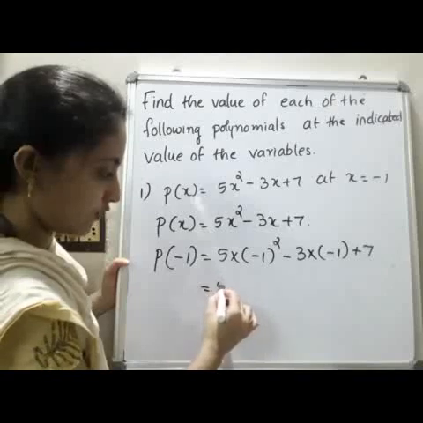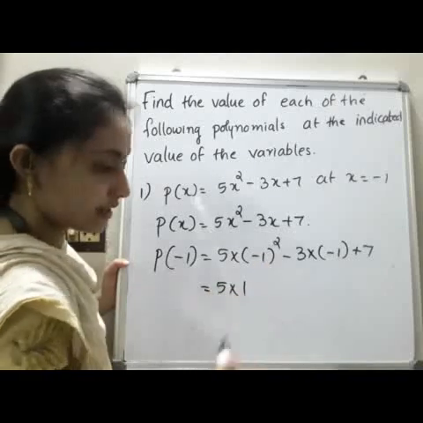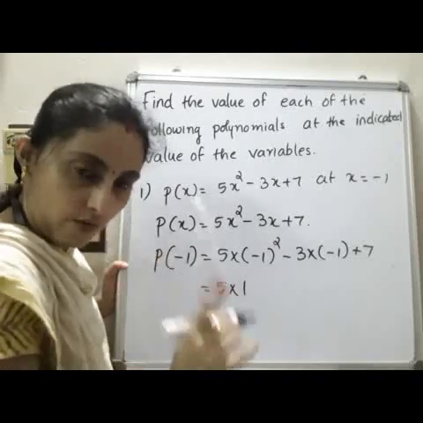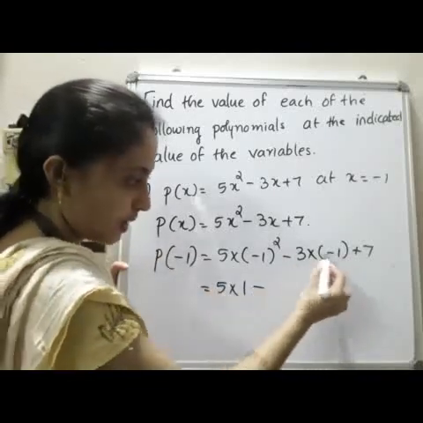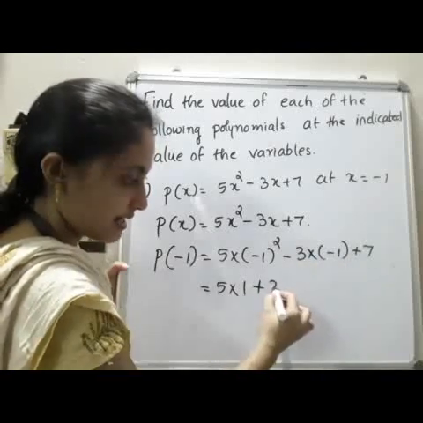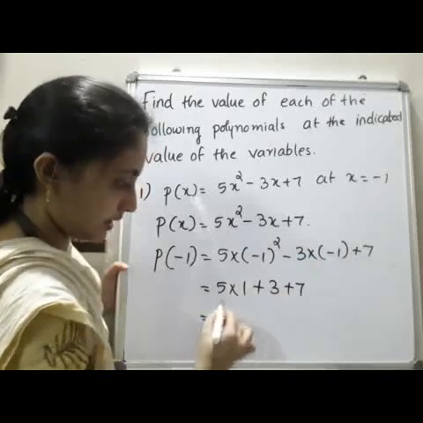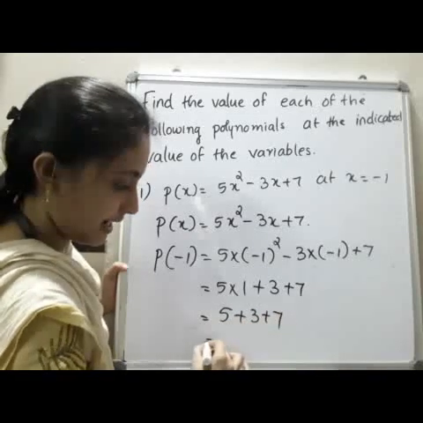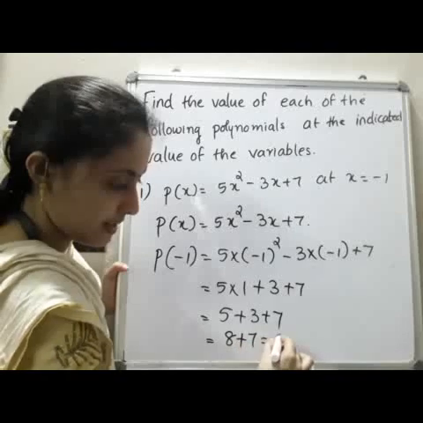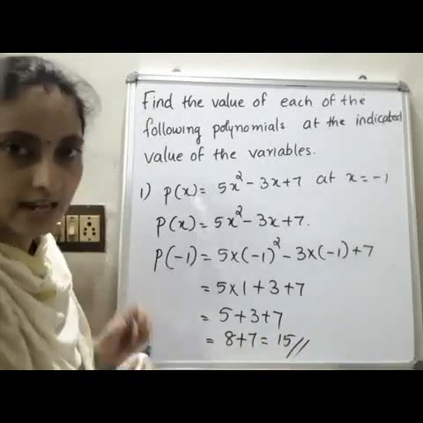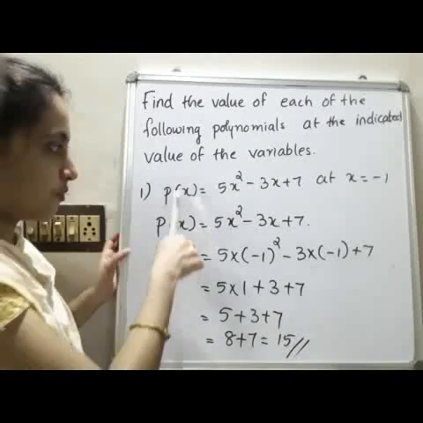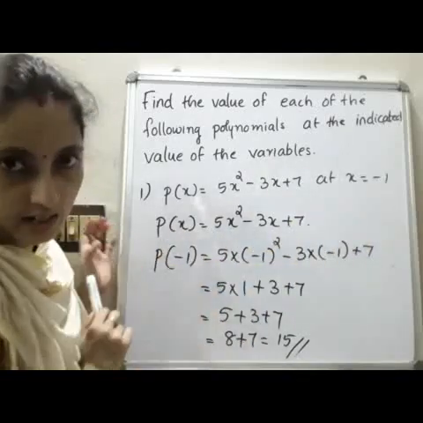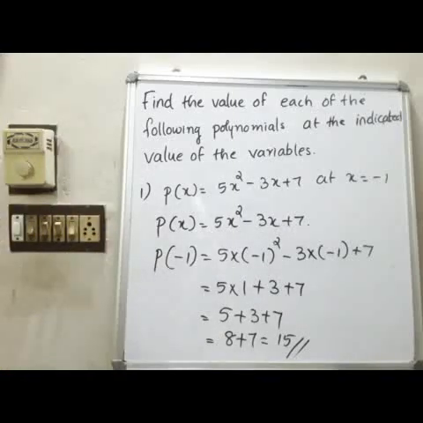That is equal to 5 into, what is minus 1 square? That is minus 1 into minus 1. What is minus 1 into minus 1? 1 itself. Then minus into minus becomes plus. 3 into 1 is 3. Then plus 7. 5 into 1 is 5. 5 plus 3 plus 7. That is equal to 8 plus 7, that is equal to 15. So the answer is 15. That is the value of p of x at x is equal to minus 1, which is 15. So we will move to the second question.